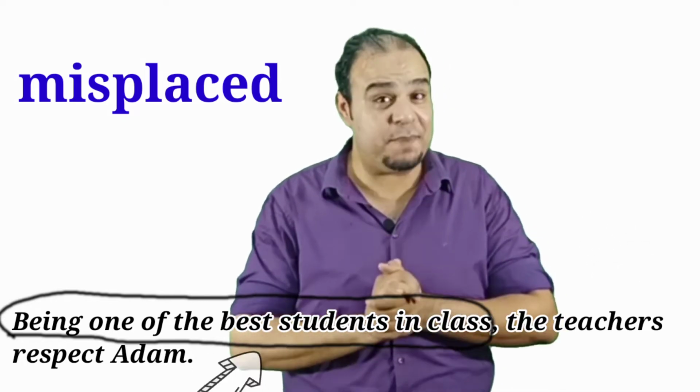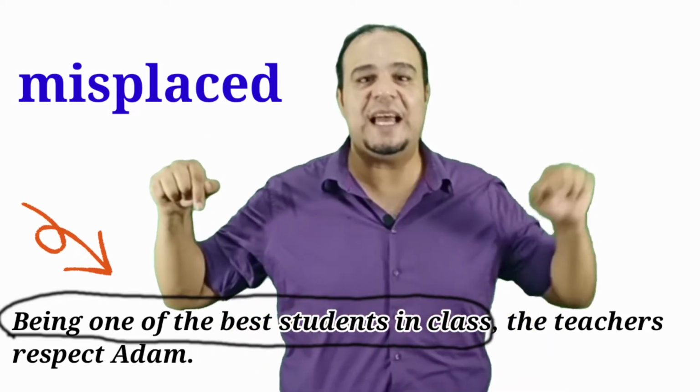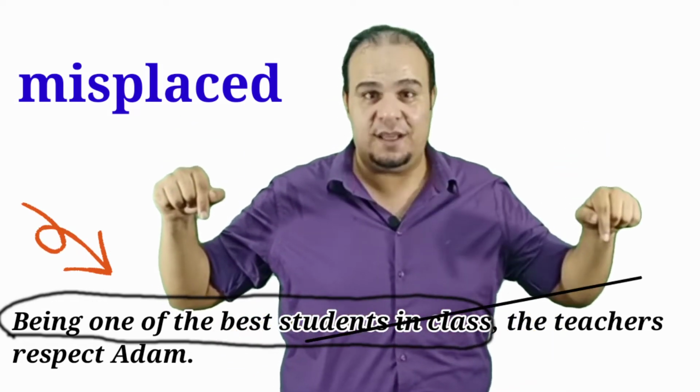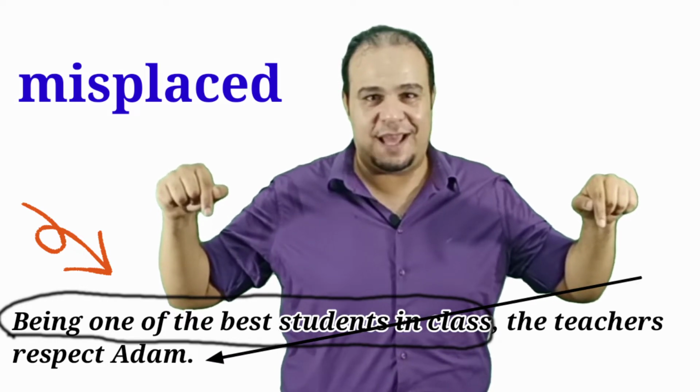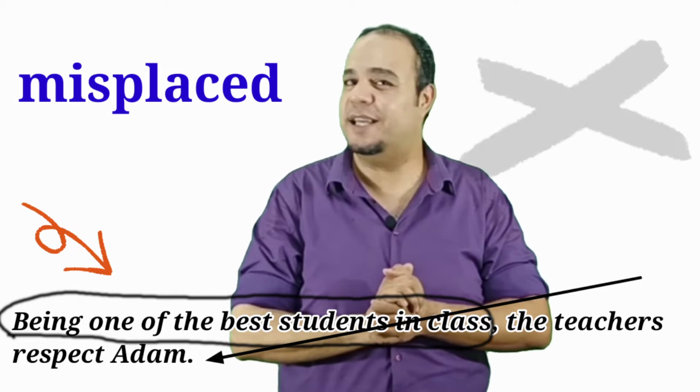But this is an example of a misplaced modifier. Why? Because the modifier is here and the word it modifies is there. They are not close to each other. And that's why we call it misplaced modifier, which makes the sentence incorrect.